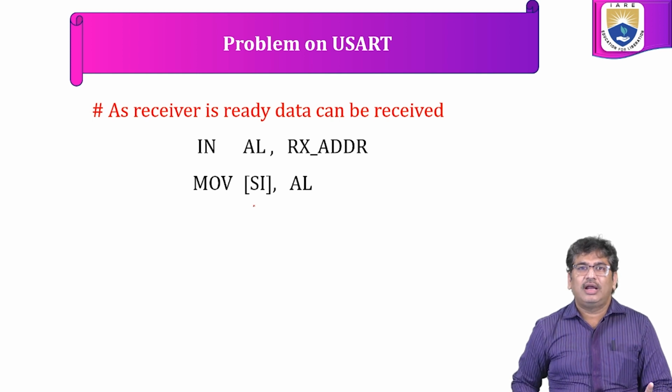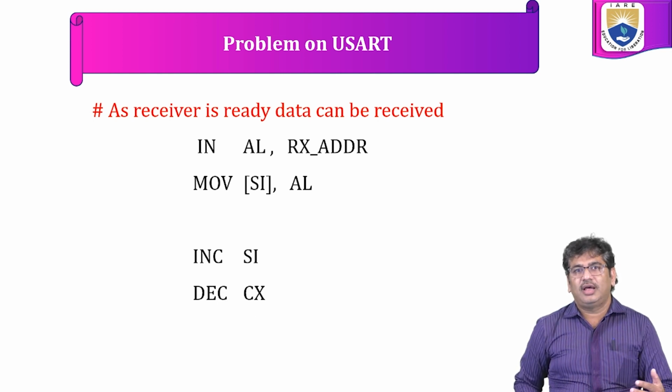As one data is received, for pointing to the next memory location, we go for incrementing SI. As one data transaction is done, decrement the CX register. So this loop has to be iterated until the CX count is equivalent to 0. If CX is not 0, that indicates some more data we want to receive. So for that, we go for looping to the label 1 by using the JNZ instruction.